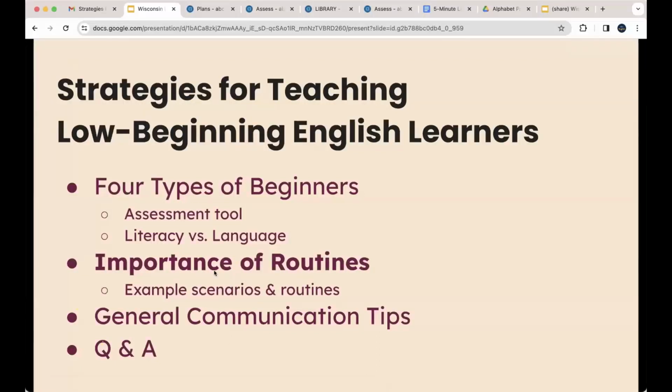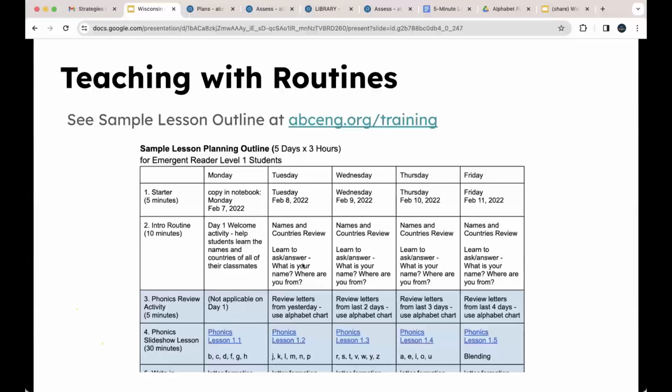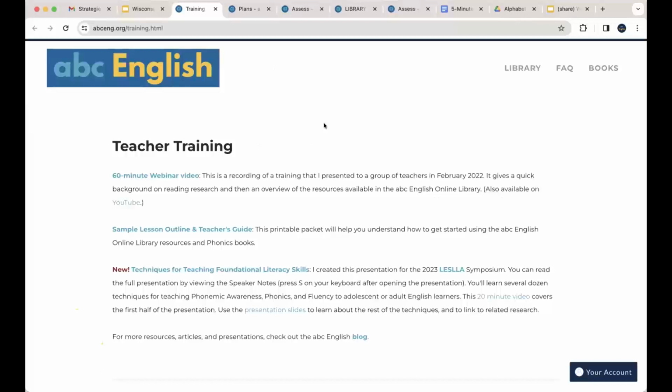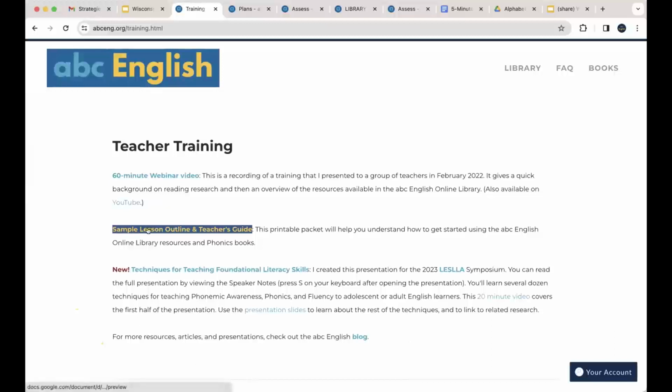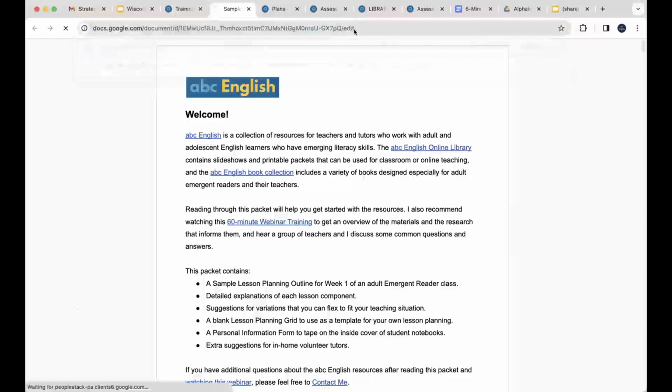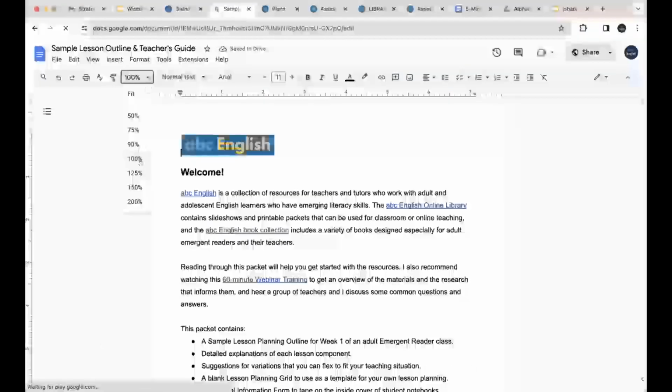All right, so let's now look at some example scenarios and the importance of teaching with routines. All right, so as a first example, I'm going to open up this sample lesson outline that's available at this link. So once again, this is the ABC English website. Under the library category, this is the teacher training. There's a sample lesson outline right here. And I'm going to make this larger so you can see it a little better.